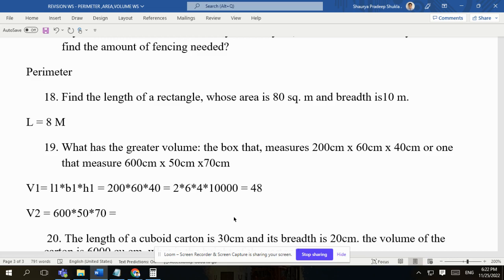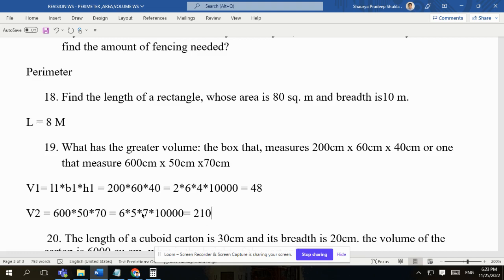I will not worry about the zeros, because the same number of zeros are here also. So I will simply say 6 multiplied by 5, 30, multiplied by 7, and then I will multiply by 10,000, because there are 4 zeros. So 6 fives are 30, 30 into 7 is 210. And then multiply by this.